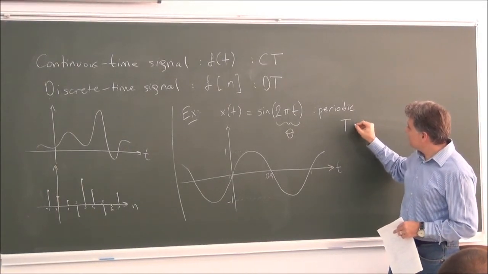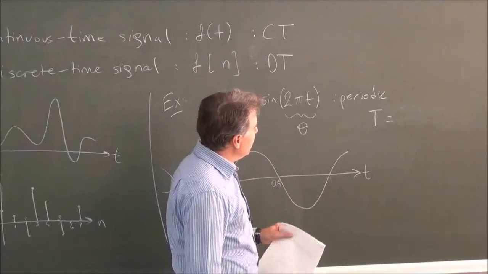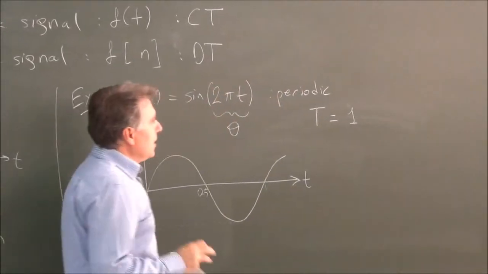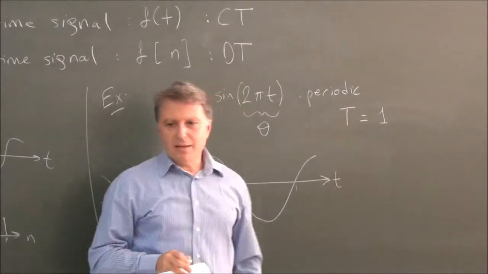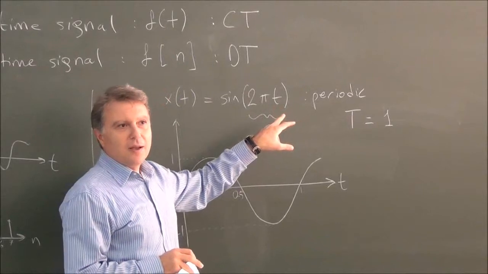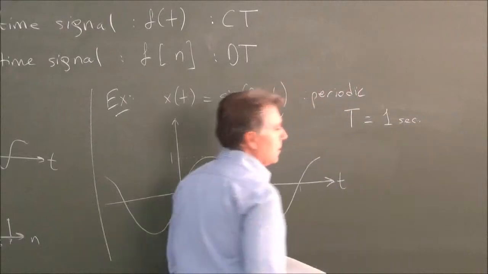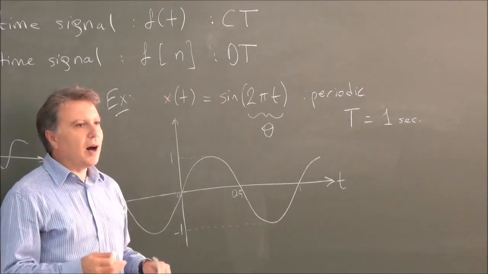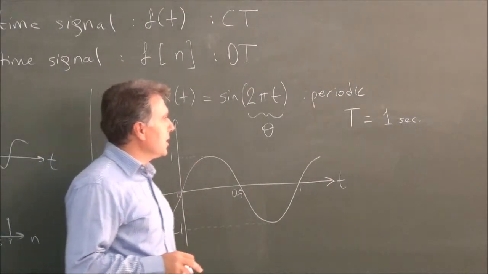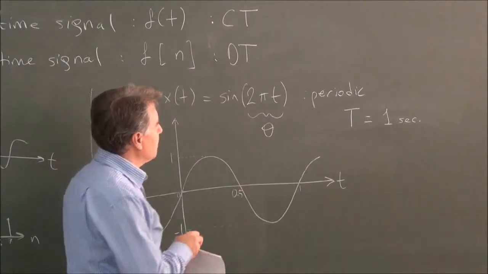And the period for continuous time periodic signals will be notated by a capital T. And it is 1. The unit depends on which unit you have defined for t, of course. Let's assume seconds, for example. It could be hours, it could be days, or whatever. It depends on your time scale. But seconds is okay. It's just a time unit with respect to your plot.